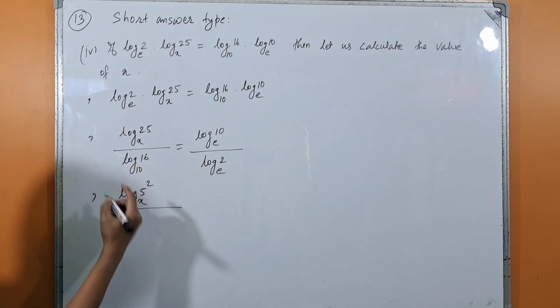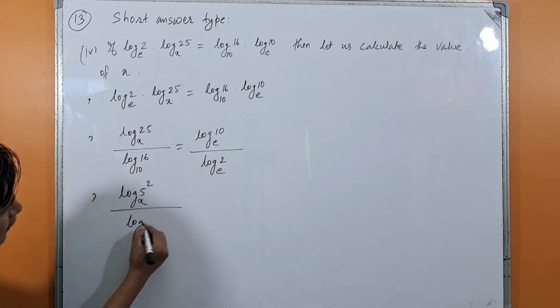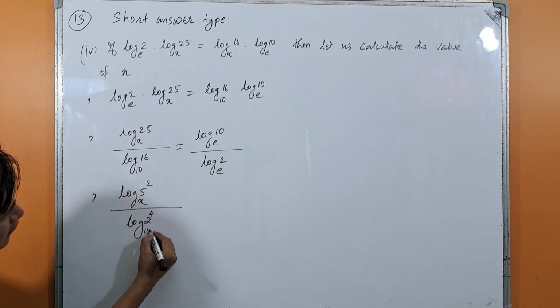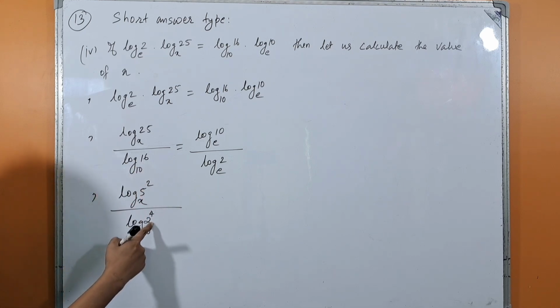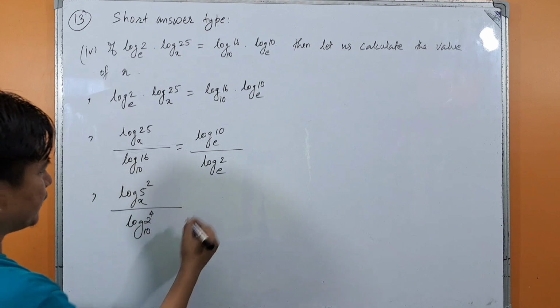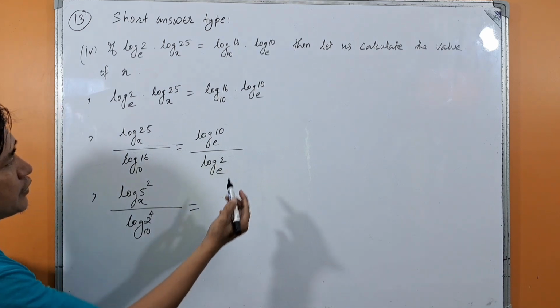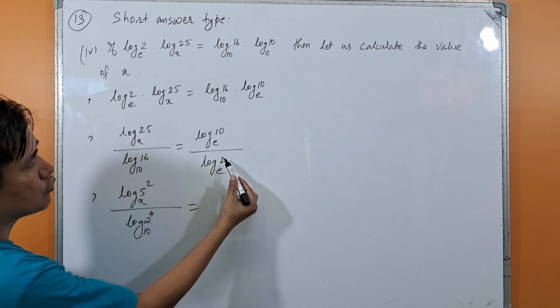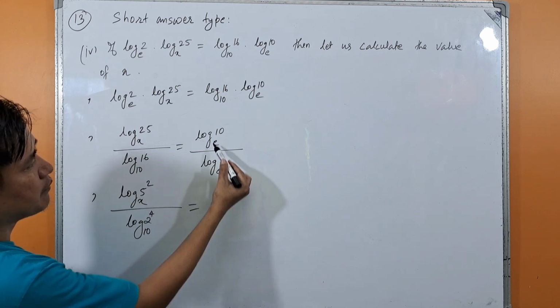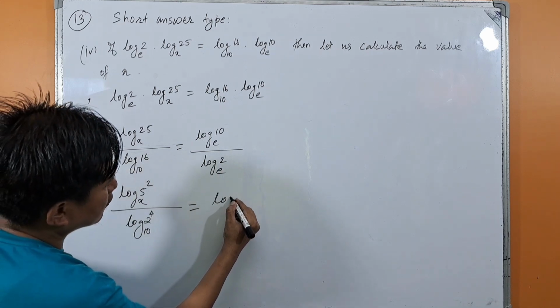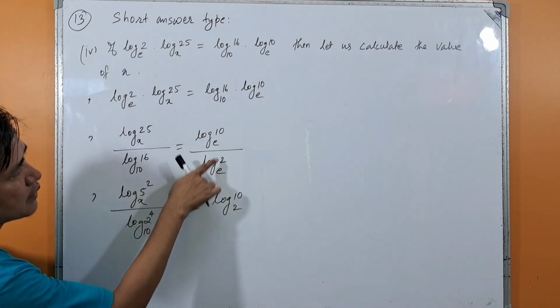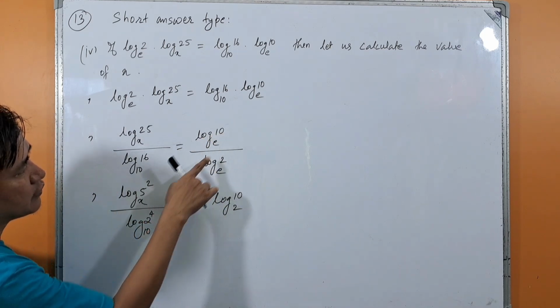Log 16 to the base 10, 16 we can write as log 2 to the power 4 and the base is 10. 16 is written as 2 to the power 4. 2 to the power 4 is 16 equal to, here we have log 10 to the base e upon log 2 to the base e. Bases are same. This means we can write this as log 10 to the base 2. If the bases are same, then we write log 10 to the base 2.